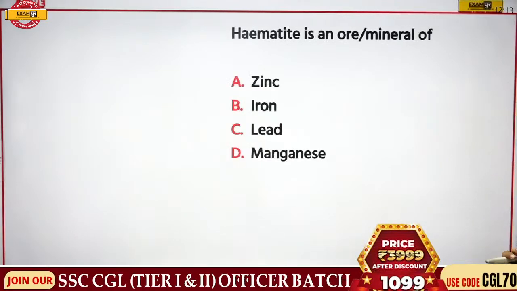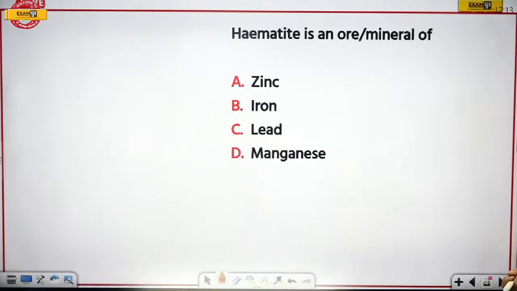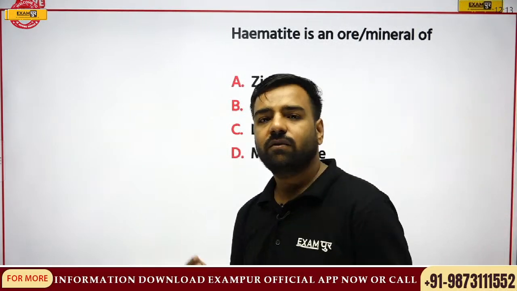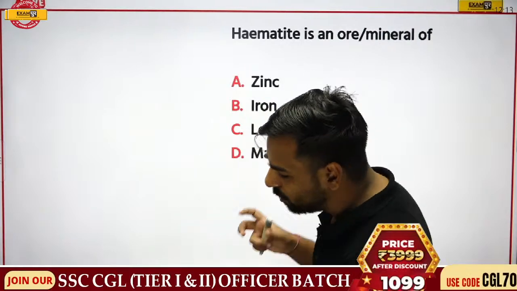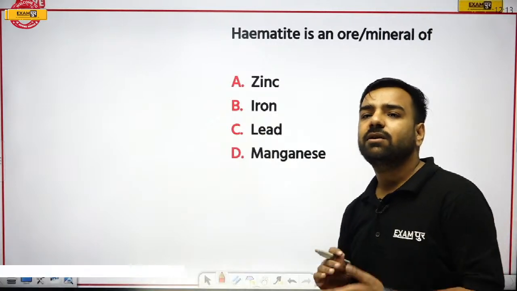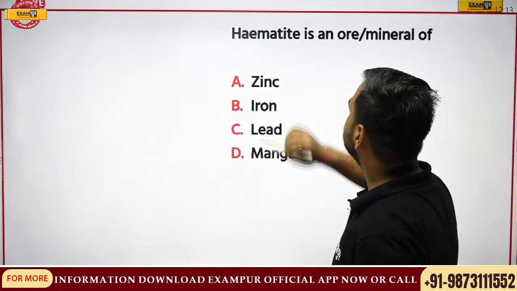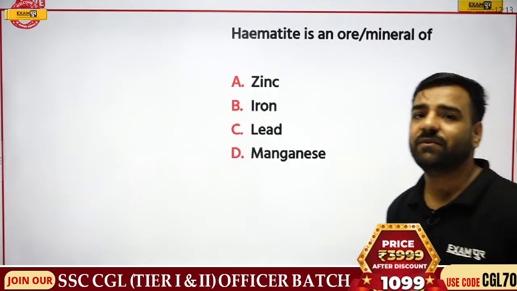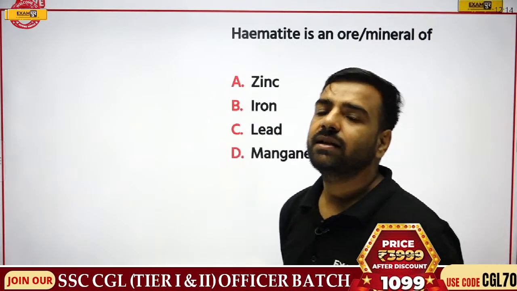Next question, please. Hematite is an ore of dash. Now, we are talking about ores and minerals. So, yes, what are ores? Ores are those particular parts from which we are actually extracting those metals, right? Okay. So, answer please. Hematite is an ore of dash. Now, I'll be linking biology also over here. But before that, I want the answer.